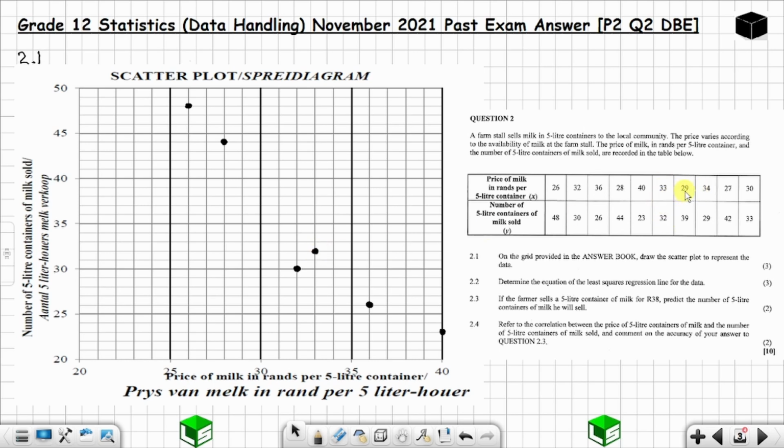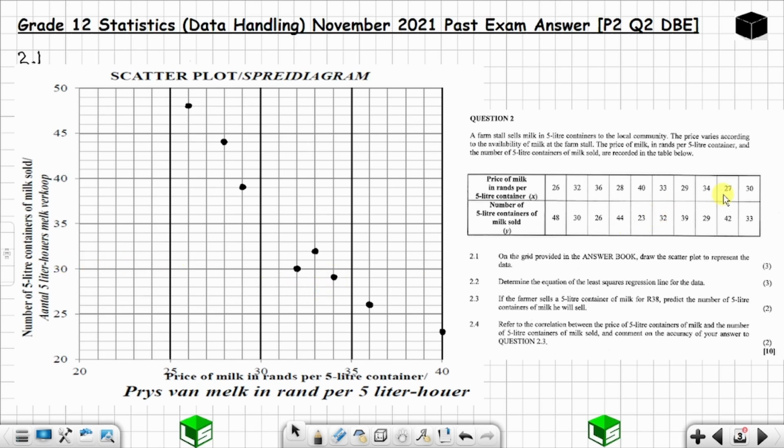Now it's 29 and 39. There is 29 there. Where is 39? It's below 40. There's 40. So it's there. And the next point is 34 and 29. There is 35. You have 34 there. So 34 goes with 29. Where is 29? 29 is there below 30. So 34 and 29.